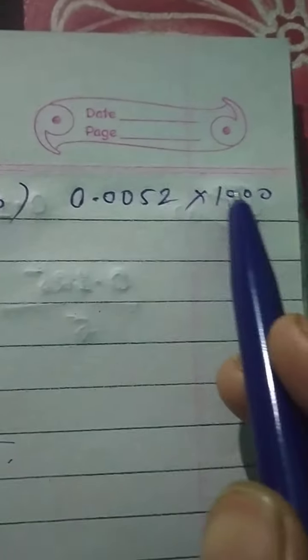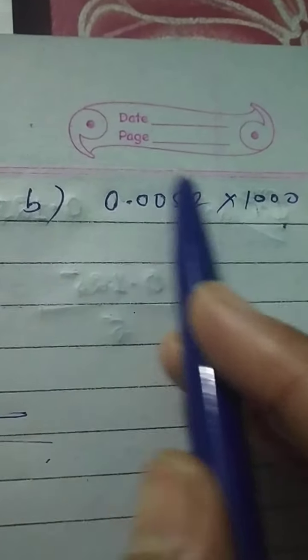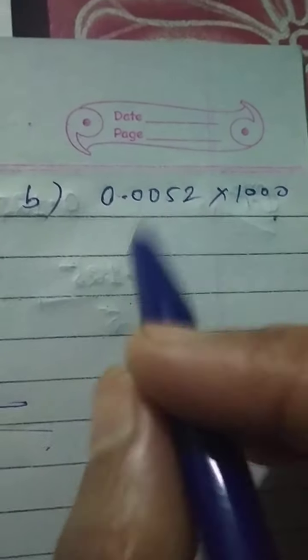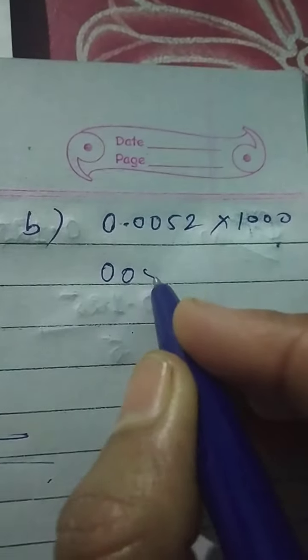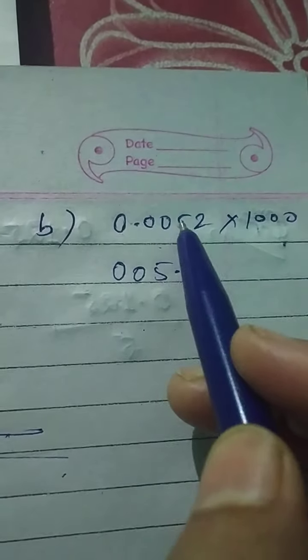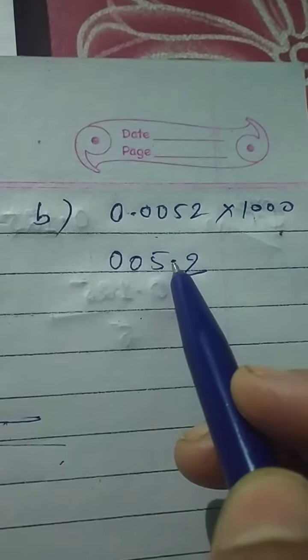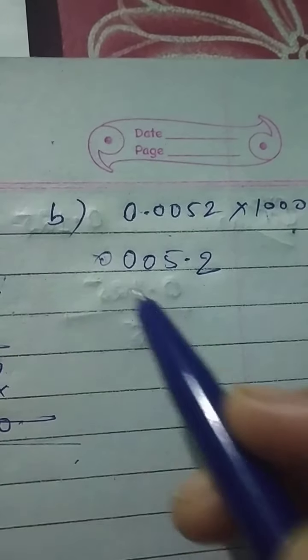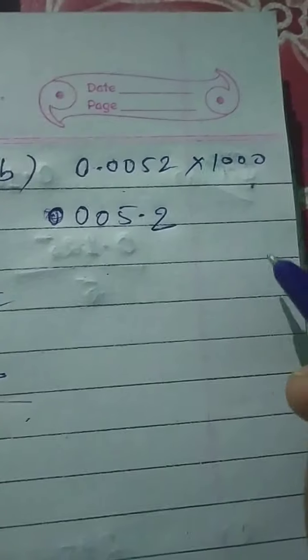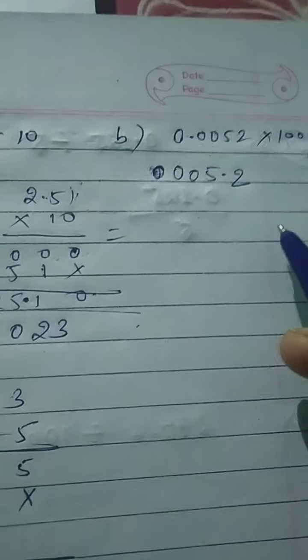So there are 3 zeros. Okay. So you have to shift the decimal 3 digits to the right side. 1 2 3. So the decimal will come here. So 0.052. Okay. 1 2 3. The decimal shifted 3 digits this side. This 0 will also be on this side. Okay, or you can multiply it like this also.